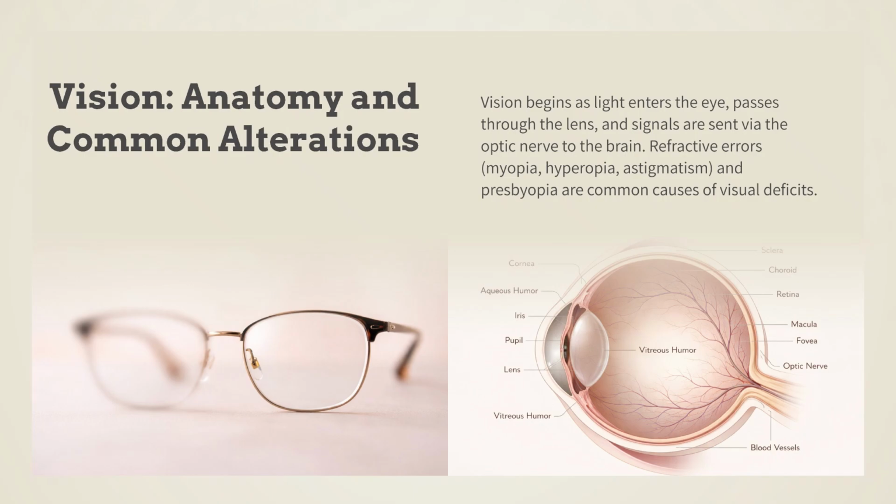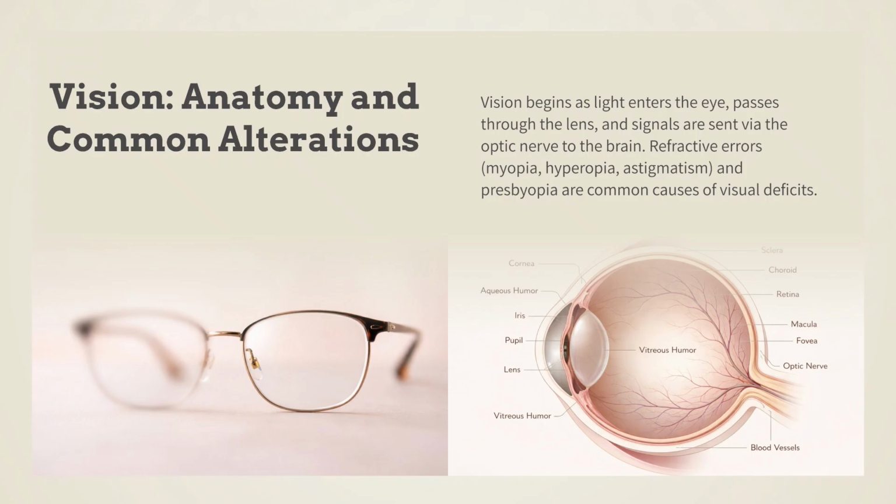So for vision, we all know the anatomy. Light goes into the eye, passes through the lens. The lens puts it onto the optic nerve, which goes to the brain. Then there are refractive errors like myopia, hyperopia, and astigmatism. Myopia is that nearsightedness where you just really cannot see far at all. Hyperopia is you really can't see near, and then astigmatism is what causes the halos around the lights if you're looking at them. And presbyopia is age-related vision loss. Those are the people that have had great vision their whole life and now suddenly they need reading glasses. Those are the most common causes of visual deficits.